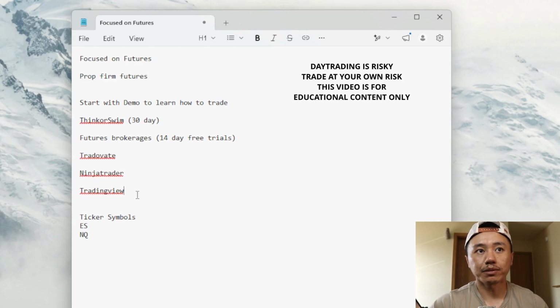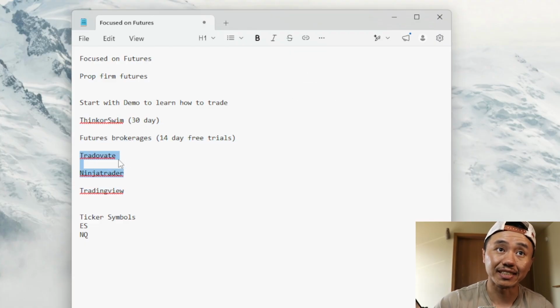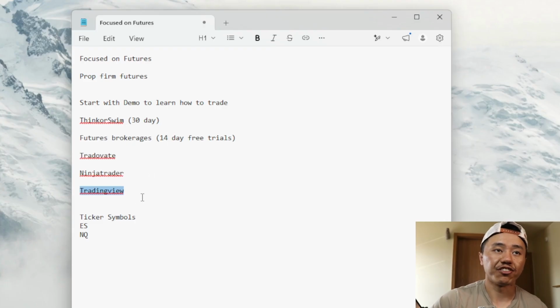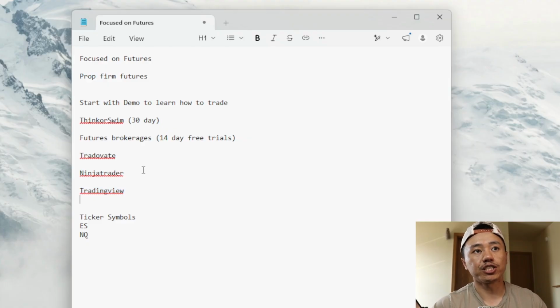These are some of the apps or brokerages that I've used in the past that give you free trials. Tradovate and NinjaTrader are owned by the same entity, so they give you 14-day free trials. I recommend starting on Thinkorswim and then going to TradingView because they have another 30 days. After that, switch to NinjaTrader and Tradovate because you are going to be mainly focused on these two. I specifically use Tradovate as my own brokerage to trade these prop firms and with my own personal live account.